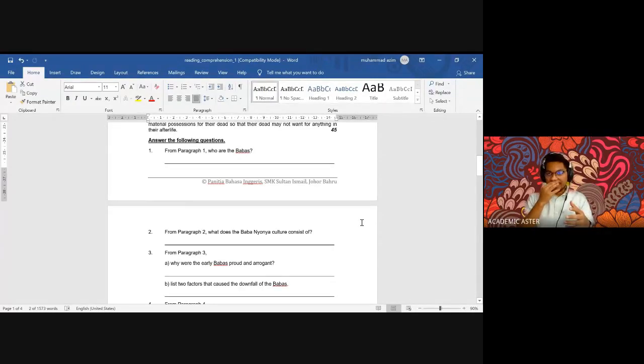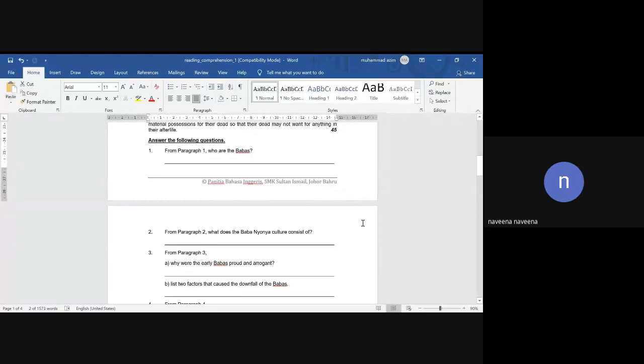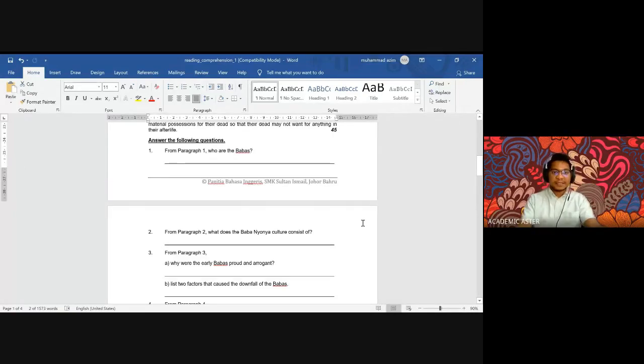Actually, baba nyonya, if you look at history, they have existed for hundreds of years. If you really study sejarah, remember, Melaka used to be an entrepot, right? One of the most popular ports in this region, or if not, one of the most popular in Asia. So we had so many races coming here, and they intermarried. When they intermarried, they created a new subculture or new culture.